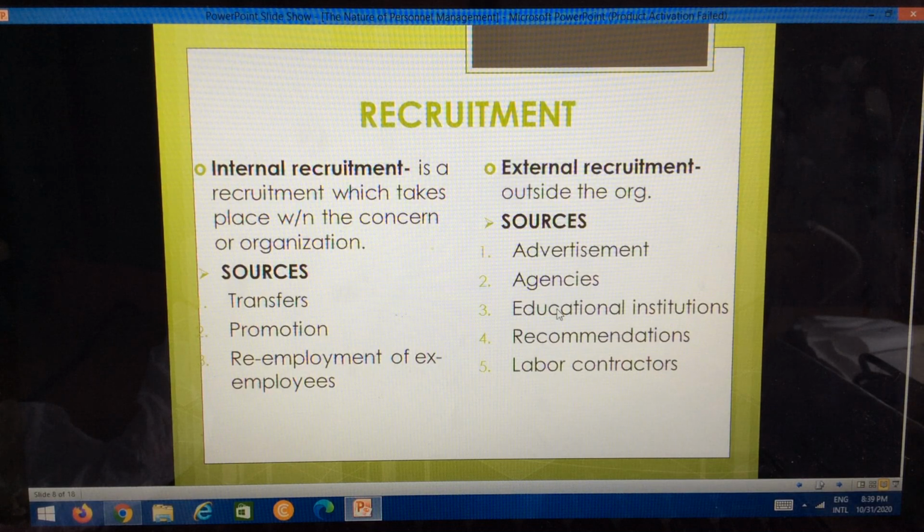So the third one is the educational institutions. Companies go to schools to attract graduating students to apply for job vacancies. Mostly the companies using this source don't require experience, but experience is just a plus. Getting OJT trainees from universities is one good example.